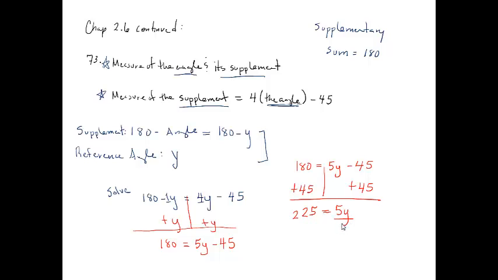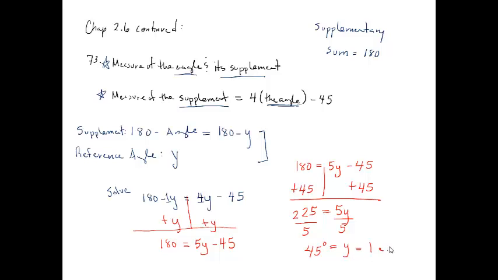Good. Awesome. So now I need to isolate y still, and 5 is multiplying by y, which means I'm going to do the opposite of multiplying, which is divide. So I'm going to divide by 5. And I end up with y equals 45. So y equals 45 degrees, and y is what?